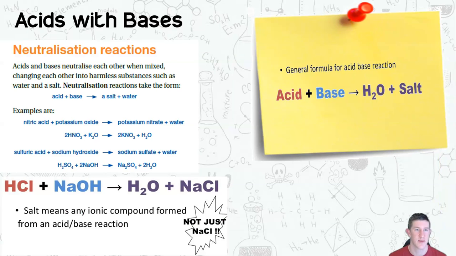The first one is acids with bases, and we call this a neutralization reaction because when we add an acid and a base, if the concentrations and the volumes are right, they basically cancel each other out and you no longer have either an acid or a base remaining. What you do have though is a salt plus water. So the general formula for these neutralization or acid and base reactions is acid plus base goes to water plus salt, or we could say H2O plus a salt.